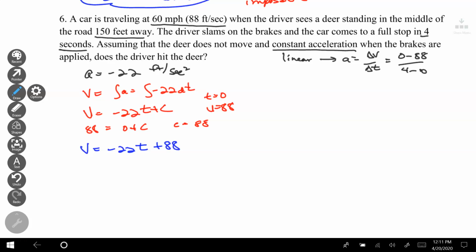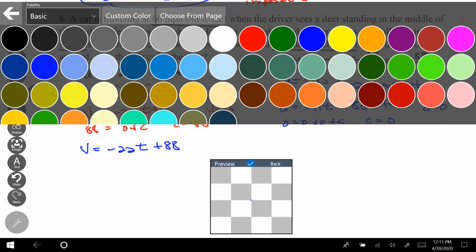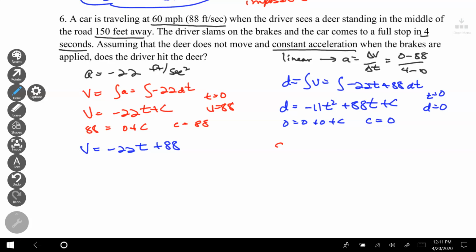Let's figure out my distance. Well, distance is just the integral of v, which is the antiderivative of negative 22t plus 88 dt. So distance is equal to negative 11t squared plus 88t plus c. But when t equals 0, my distance is also equal to 0. I plug that all in there. c equals 0. Well, my distance equation is negative 11t squared plus 88t.